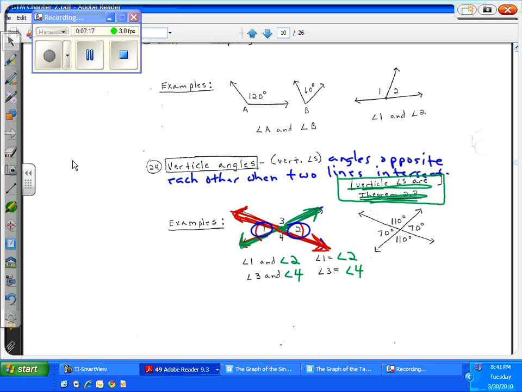I already talked about that in a proof a while back. We discovered it, and now we're actually saying, well, here's the rule that we've been talking about so much. Okay, so three special pairs of angles. Complementary angles are two angles whose measures have the sum of 90. Supplementary angles are two angles whose measures have the sum of 180. And vertical angles are angles opposite each other when two lines intersect. And theorem 2-3 tells us that vertical angles are equal, and we'll be using that in proofs a lot in the future. Okay?